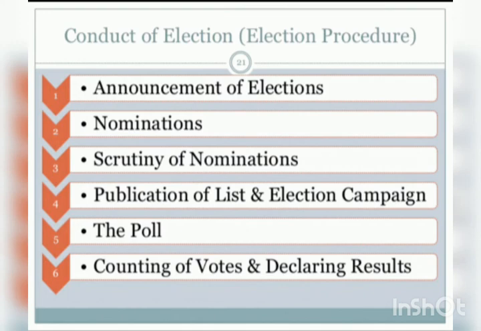Now we are going to discuss election procedure. First, announcement of elections is done. Later, nominations of representatives are done. Then, scrutiny of nominations: all the applications are checked. Then, publication of the list and election campaign is held. Then, the poll, which means the voting, is done. At last, total votes are counted and results are declared. So with this, the chapter is completed.